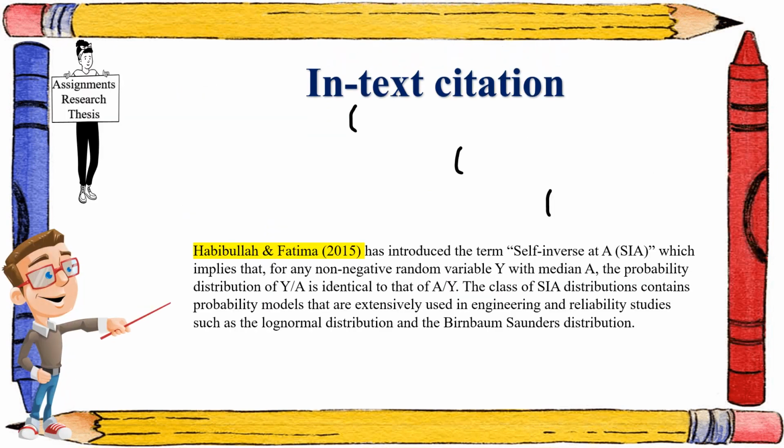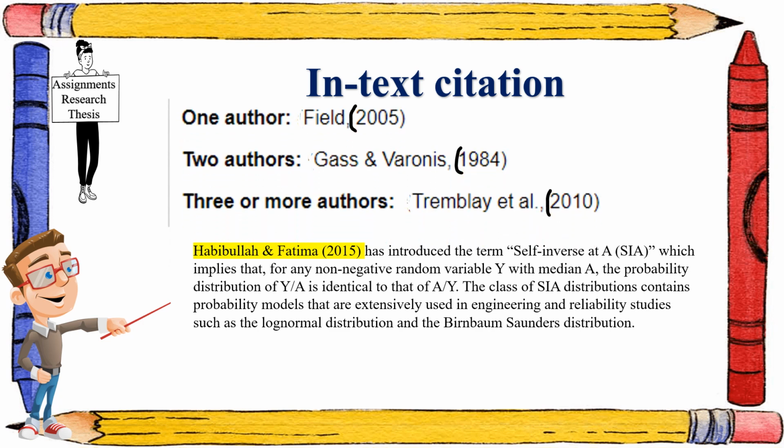Now in-text citation: how to write the author's name in the introduction part or literature review or any part other than the reference. So if there is only one author, you will write like this. This is the last name of the author. Please concentrate on this. This is the last name of the author, then comma. Comma is very important. Then the year of publication in the brackets.